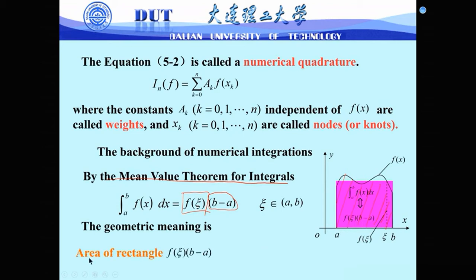So here, the area of the rectangle, f(c) multiplied by b minus a, is equal to the area of the curved trapezoid. We call this shape a curved trapezoid. That is the integral. Of course, we cannot use this formula. This formula is a theoretical result because we don't know where c is. So in applications, we cannot use it. We need to find other useful, effective formulas.